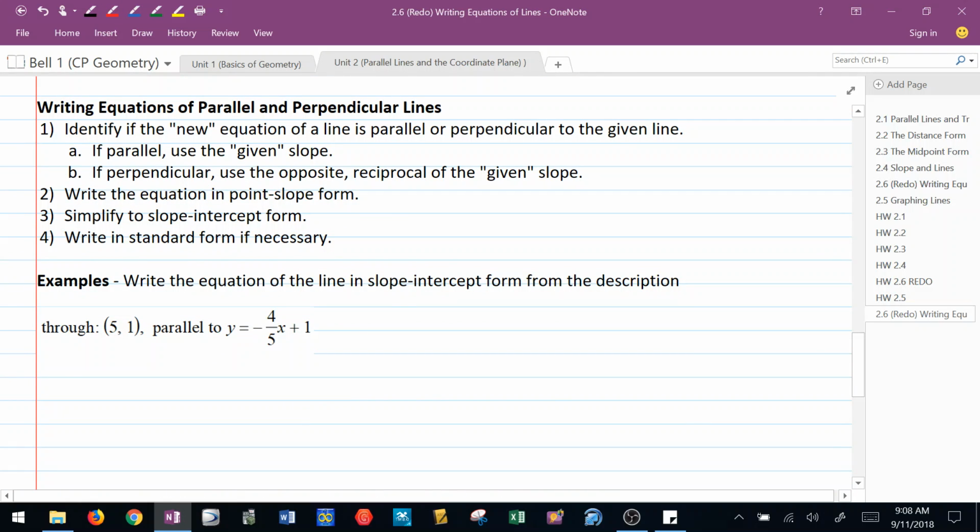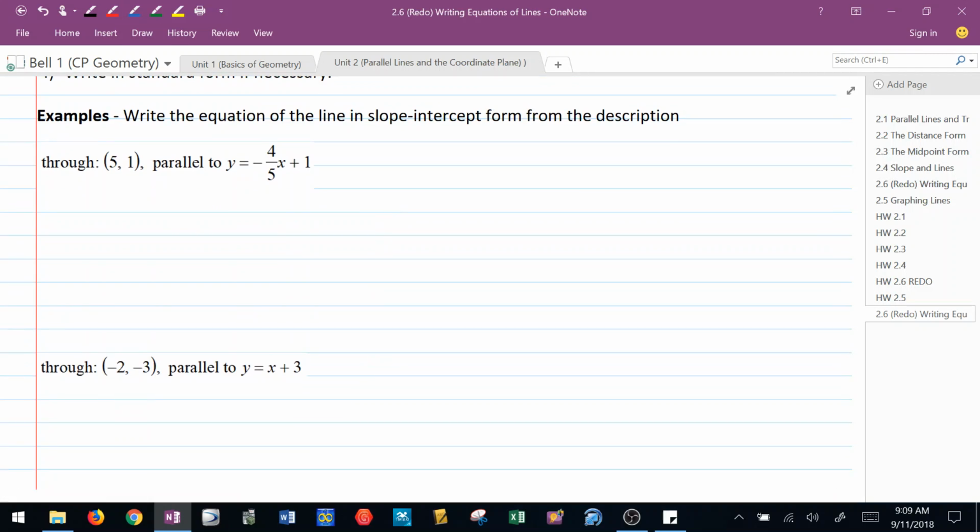The second thing that we want to talk about is parallel and perpendicular lines. Now, remember what we said. If the lines are parallel, the slopes are the same. If the lines are perpendicular, the slopes are opposite reciprocals. How we do this is exactly the same way we were doing all the problems before. All right? So, first thing I'm going to look at here is they want a parallel line through the point 5, 1. From this equation, I'm going to recognize the slope is negative 4/5.